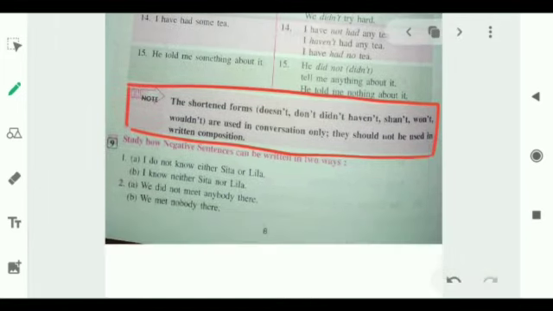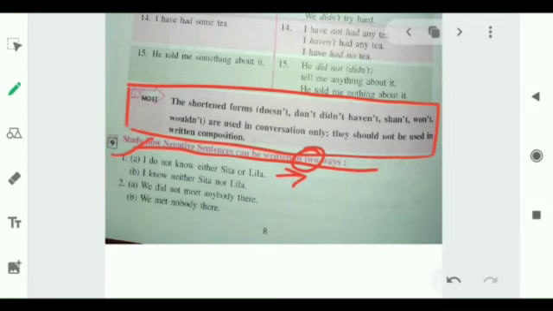Now let's move to the last para of the same page, page number 8. Study how negative sentences can be written in two ways. Now students, negative sentences, there are ways to write them. How many ways? There are two ways to write negative sentences. Let's read the examples. I do not know either Sita or Leela. As per the sentence, the concerned person does not know either Sita or Leela. Or I can say, either gets changed to neither in the second sentence. I know neither Sita nor Leela.